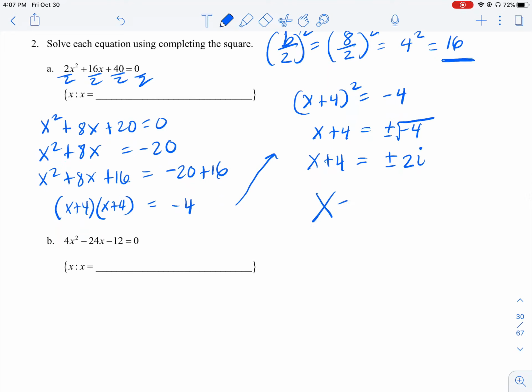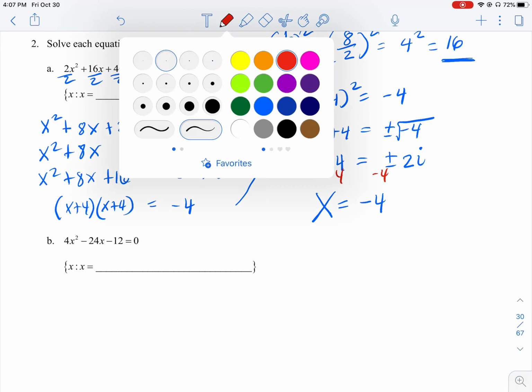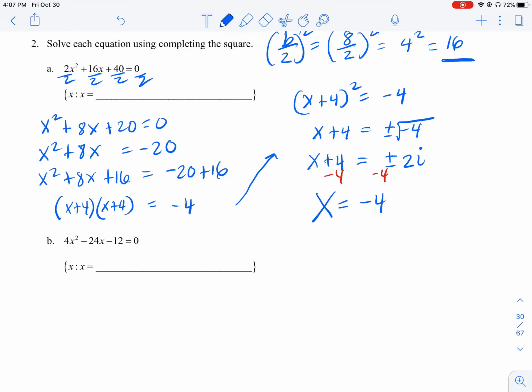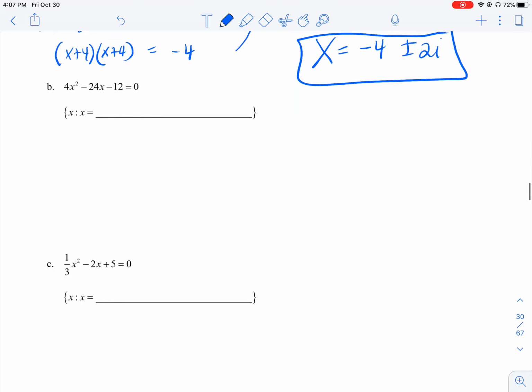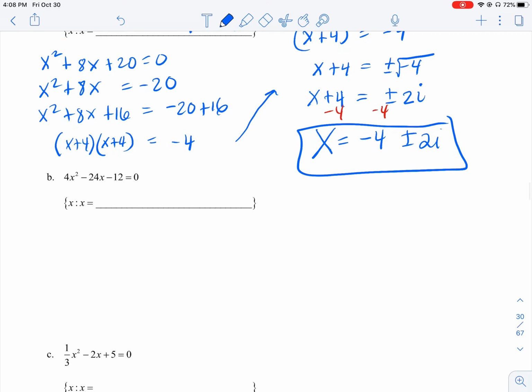And so final answer would be x equals negative 4. You would have to, let me put that in red. Subtract 4 on both sides. So your final answer is x equals negative 4 plus or minus 2i. Negative 4 plus or minus 2i. Okay, number 2. Ooh, 2 more examples.